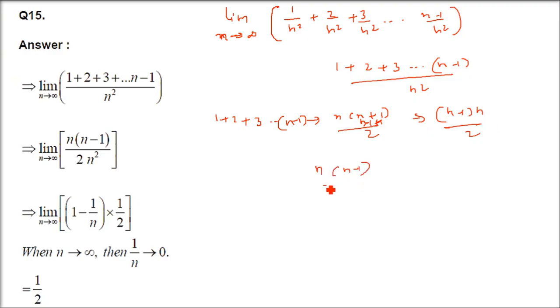Okay. So you have (n minus 1)n by 2 over n square, and you cancel this n. I'm just taking half outside. So you have (n minus 1) by n. So it becomes n by n is 1, minus 1 by n. Now apply the limit, 1 by n is going to be 0. So half is already there, half into 1, it is going to be half. Okay. This is the answer.